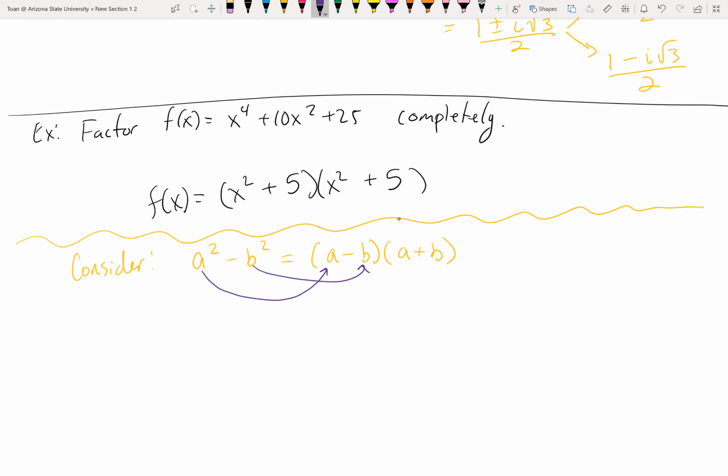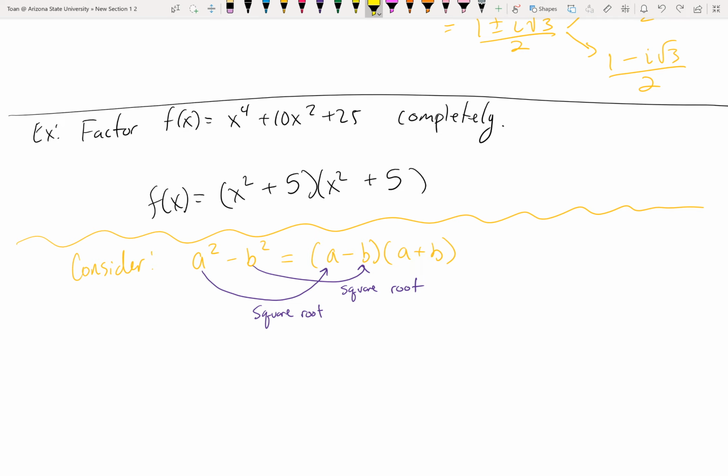And it's a very obvious thing. To go from a squared to a, you just take the square root. To go from b squared to b, you just take the square root. So, to factorize any binomial like this, you just take the square root minus square root, and then multiply it by the square root plus square root. That's what this sentence says. Square root minus square root times square root plus square root.